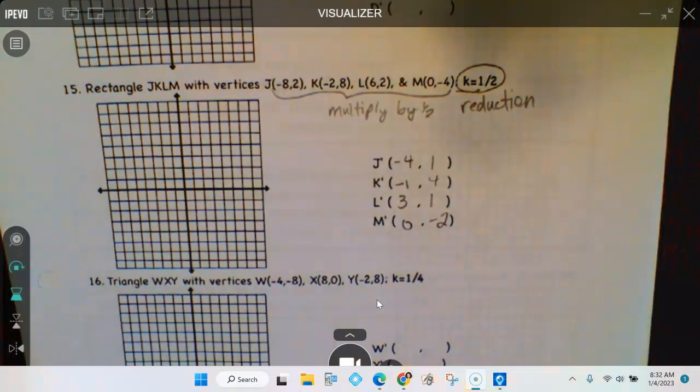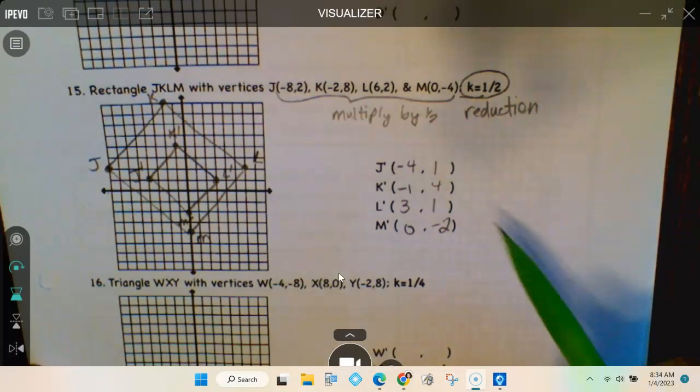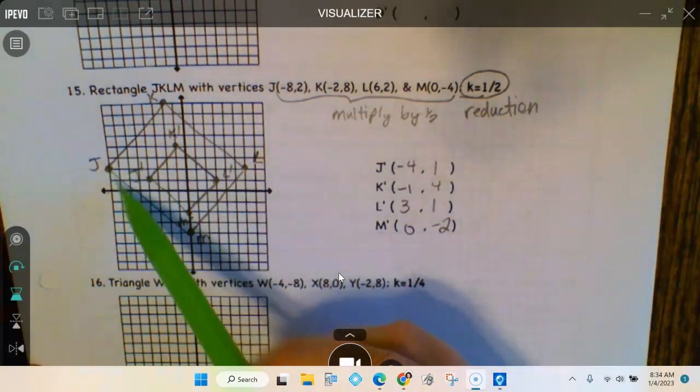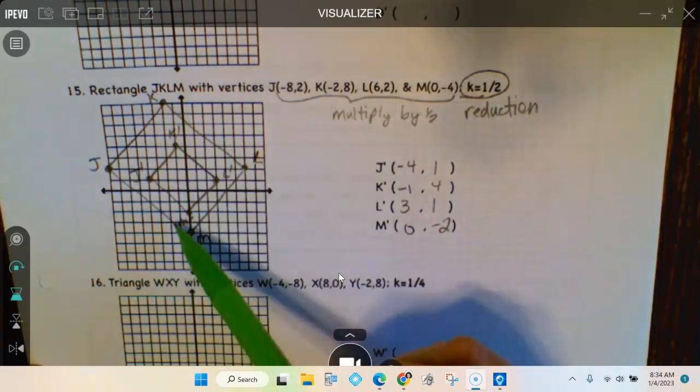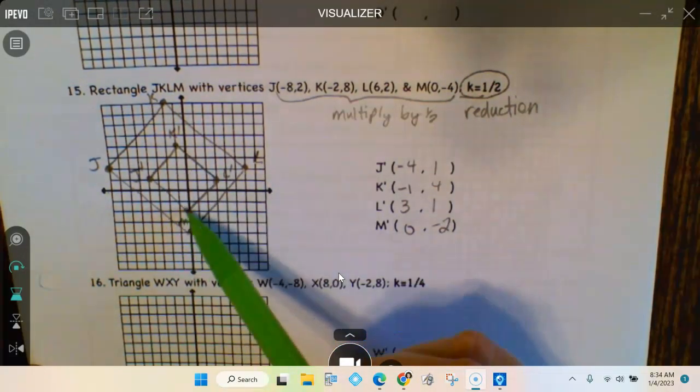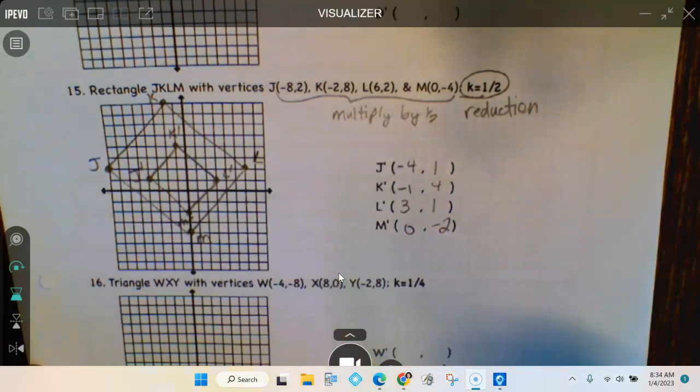So I'm going to pause the video now, and you try to make your graph, and then we will come back and look. And we're back, and you can see that our pre-image is this larger image, and then we have a reduction, so this image is half the size of our pre-image.